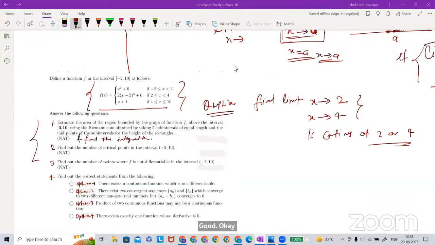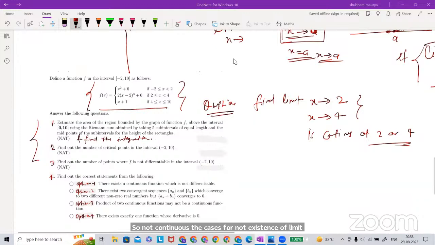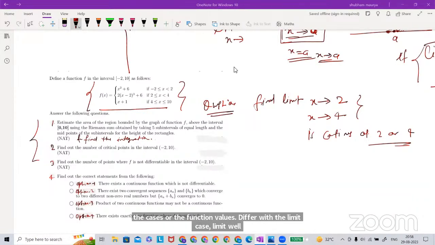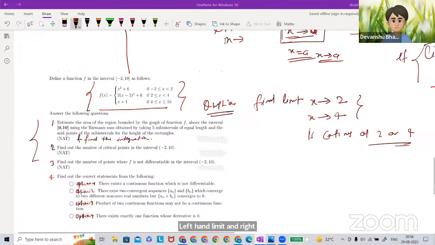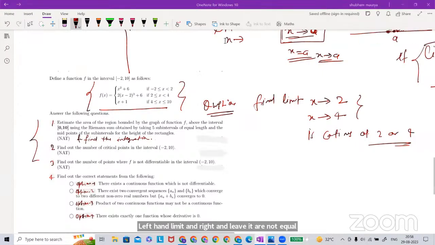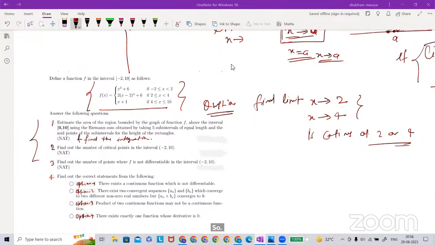So not continuous: the case is either that the limit does not exist, or the function value differs from the limit value. Existence of limits but function value is not equal to limit value. Actually, even the limit does not exist. The left hand limit and right hand limit are not equal, so the limit does not exist. Left and right are not equal. So that's my case. Okay, so let's see that.